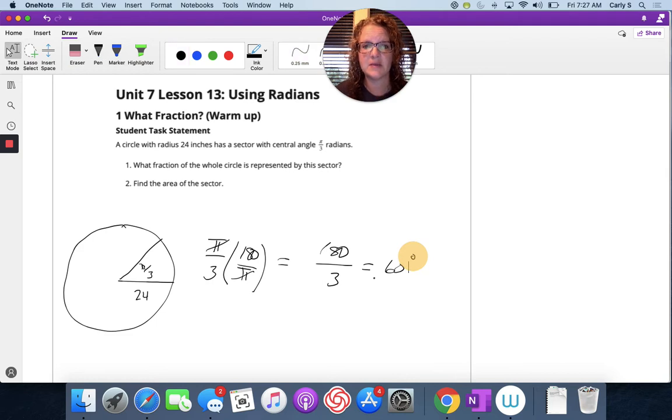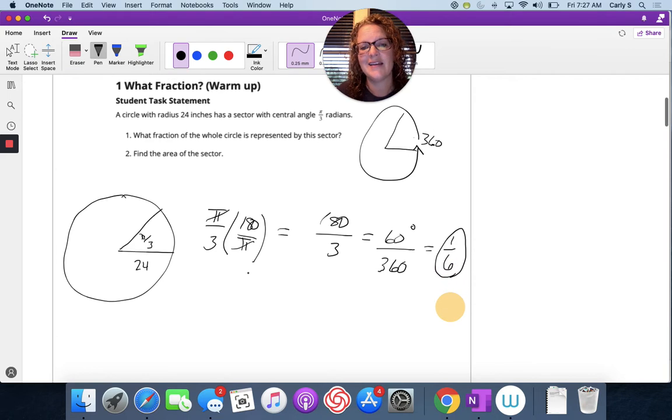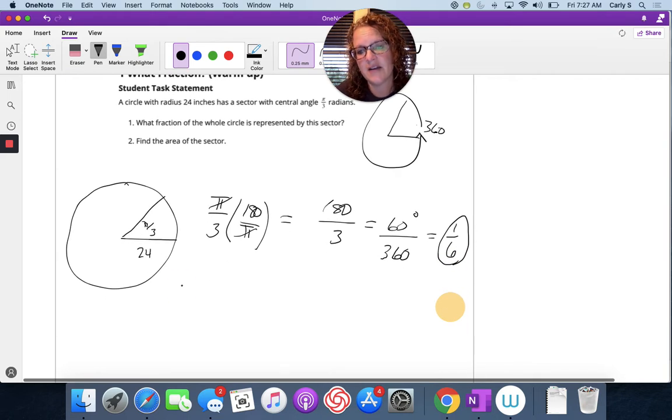Okay, 60 degrees makes better sense to me because a whole circle is 360 degrees. So what fraction of it is that 60 degrees? Well, that fraction reduces to 1/6. So 1/6 of the circle is represented by that sector. And then I can use that information to find the area.